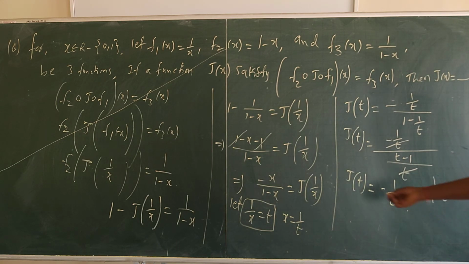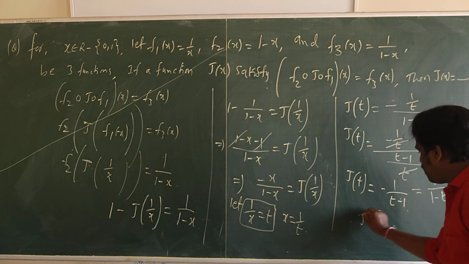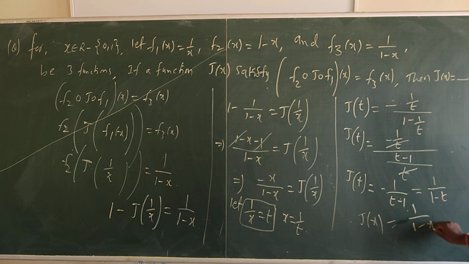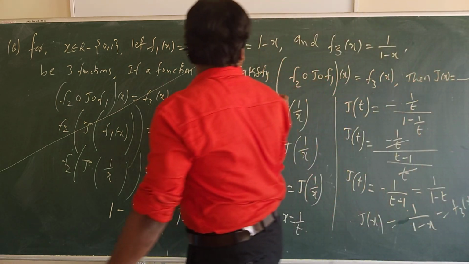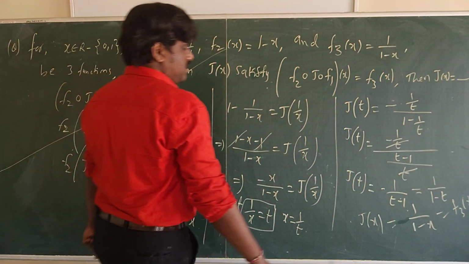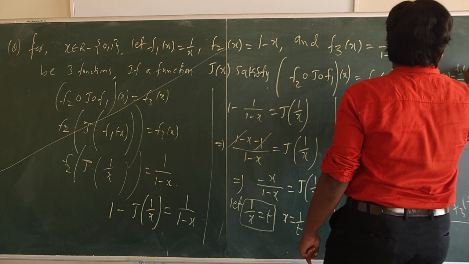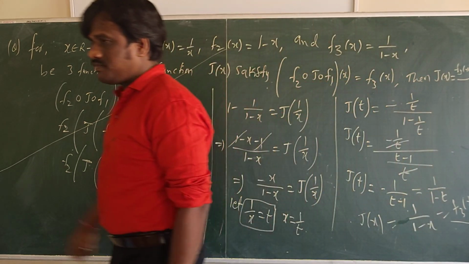Now just replace t with x, so j of x will give you 1 upon 1 minus x, and that indicates f of 3x. So the answer is f of 3x. Options are not given here. The answer is f of 3x: j of x is f of 3x. That's it.